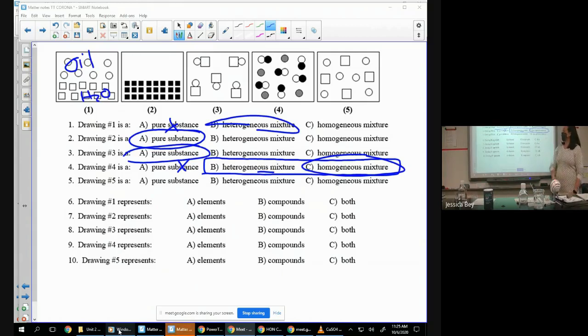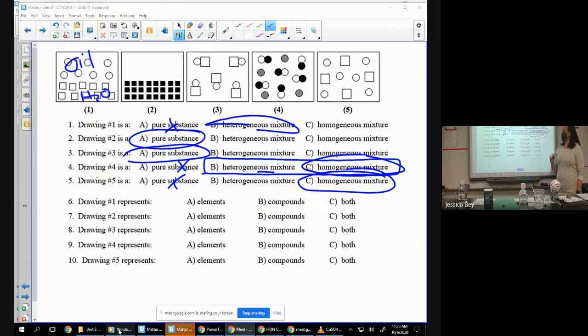For drawing 5, again, not a pure substance because there's multiple things in there. I probably would have also said it was homogeneous because it was evenly distributed across the whole container. But again, if you need to support yourself, you could support yourself and say that it was heterogeneous. All right, number 6, non-debatable.